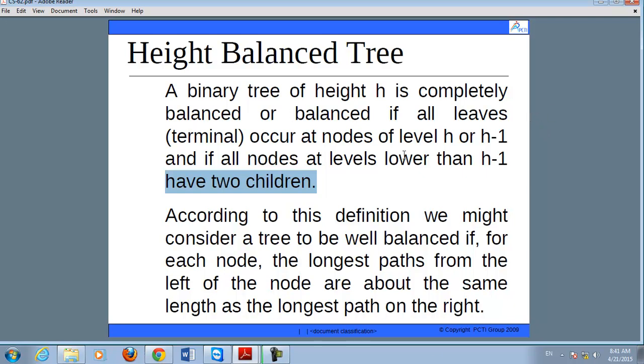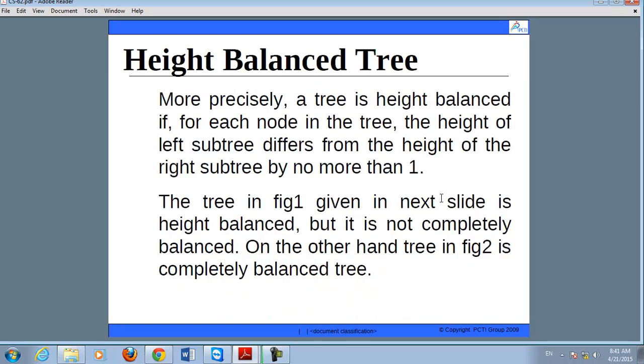Now, according to this definition, you can consider a tree to be well balanced if for each node the longest path to the left is about the same length as the longest path to the right. That means you calculate the longest path on the right, and the longest path on the left node. If both paths are almost the same height, then you can say the tree is a well balanced tree according to this definition.